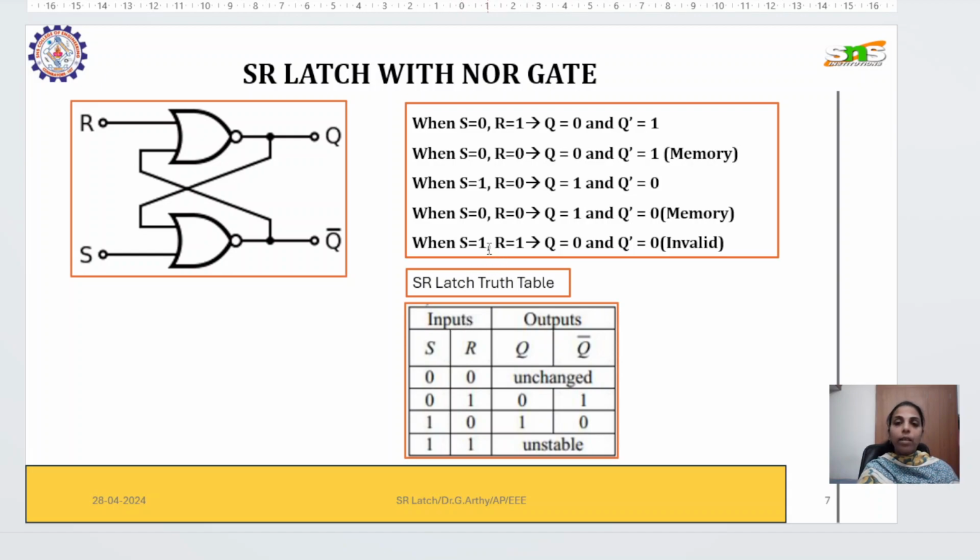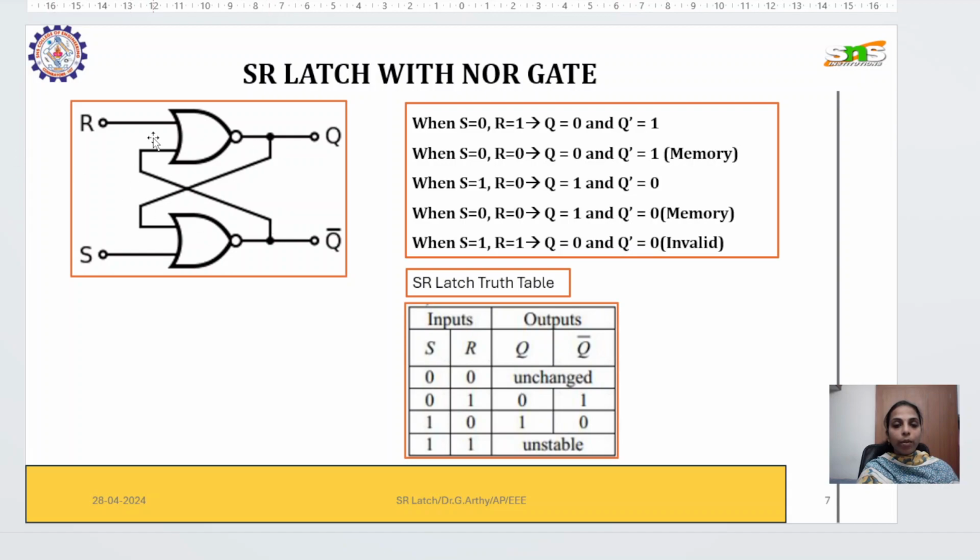And next, since we have two inputs, we'll be having four different combinations. So the fourth combination is S equal to 1 and R is equal to 1. And obviously here, if you see the outputs of the SR latch, this is Q and this is Q dash. That is, if this is Q, the other output will be the complement of that. But if we give S is equal to 1 and R is equal to 1, see the outputs: Q is equal to 0 and Q dash will be equal to 0.